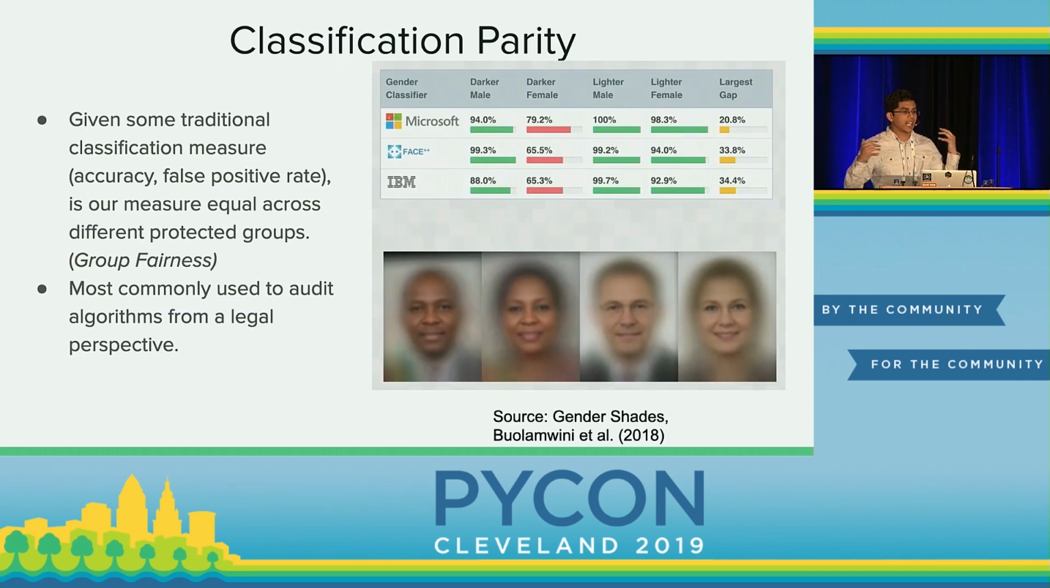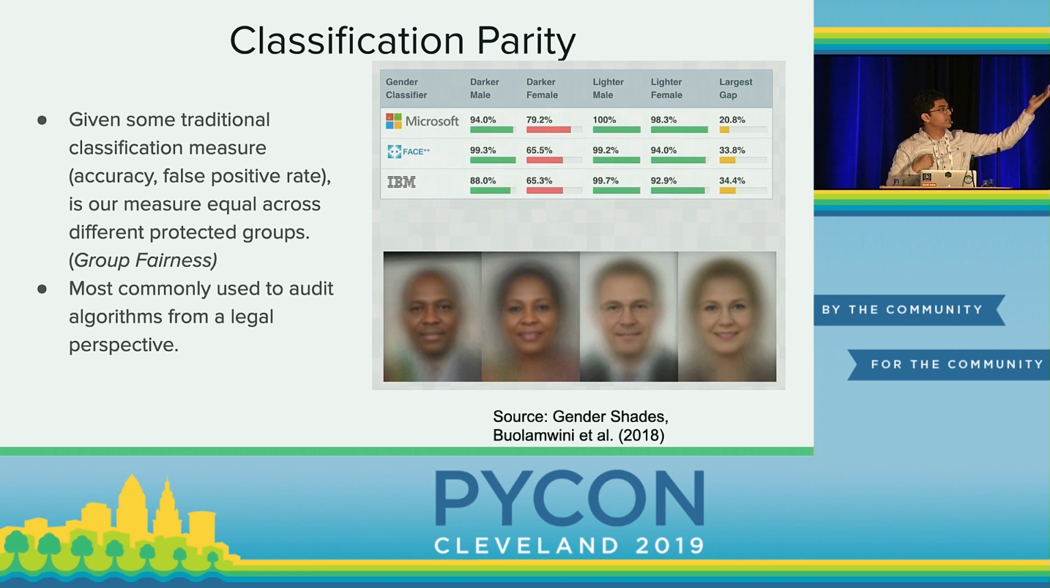So next is classification parity. Classification parity is sort of an extension of traditional machine learning. With machine learning, you evaluate your model according to some metric like accuracy or precision or recall or AUC. Whereas now, you take those metrics and do it across different demographic groups.